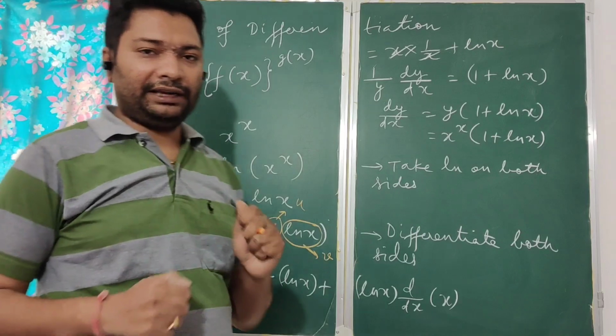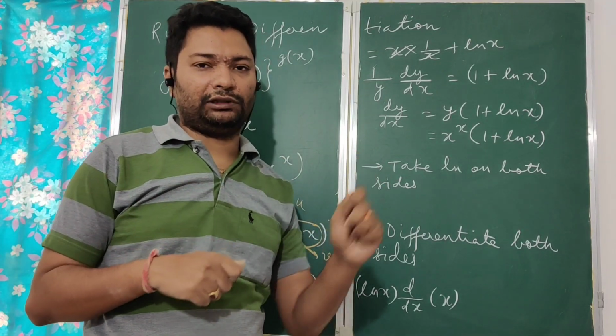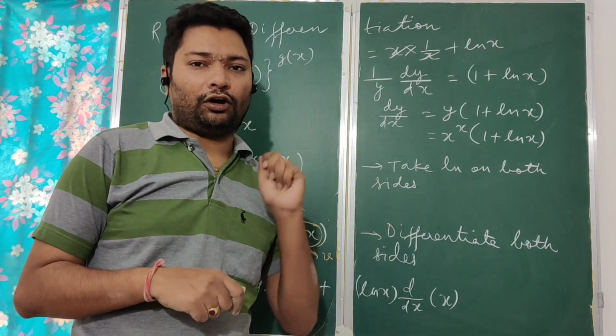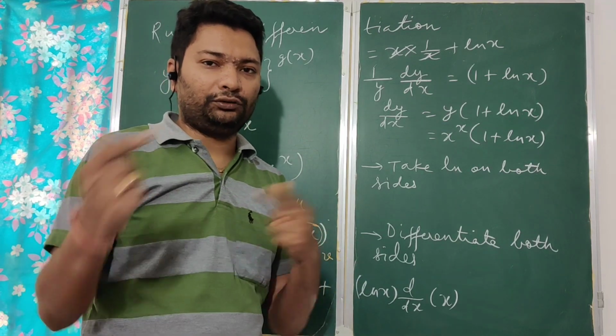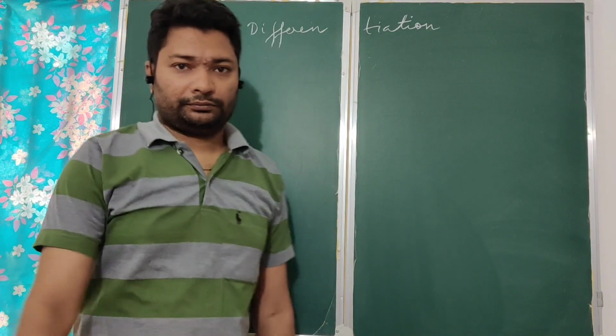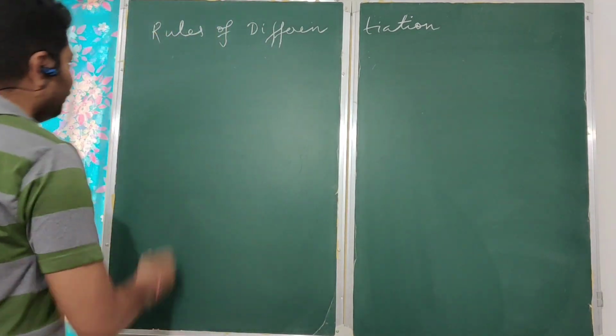So whenever you find one function which has been raised to the power of another function, always the first step should be to take log on both the sides, and then you go for differentiation. Now let's see parametric form.